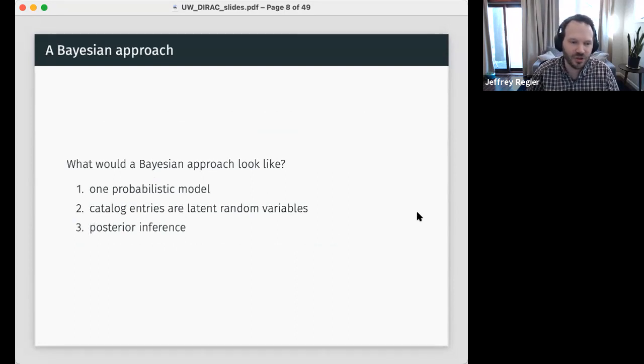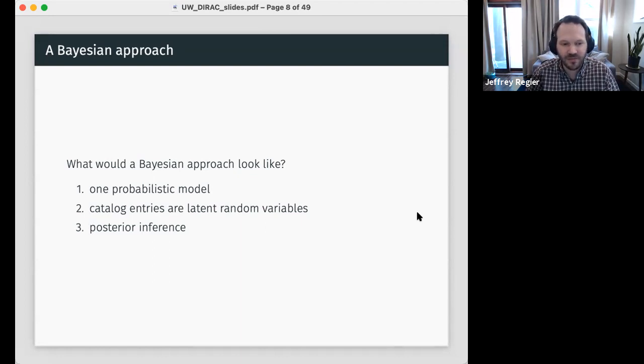A probabilistic approach, or a Bayesian approach, at a high level, what does it look like? Well, there's a single statistical model that describes all the different facets of the data. The unknown variables that we're interested in, which are the different entries of a catalog, are considered to be latent random variables. So not something you observe directly, but things that are informed by the observations that you do have.